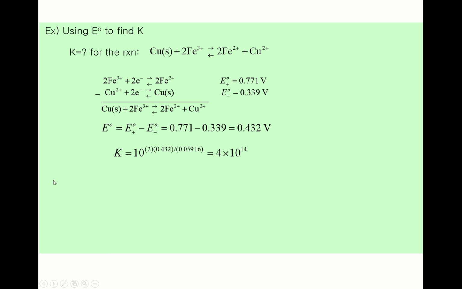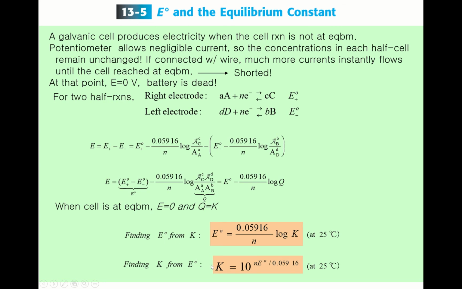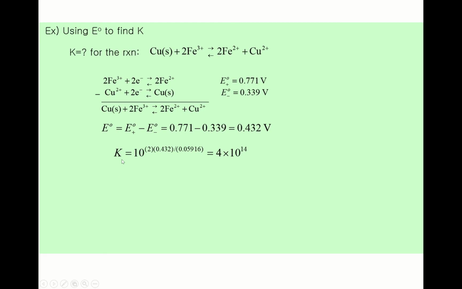Then the equilibrium constant using this equation is K equals 10 to the power of 2, where the 2 is the number of electrons in this reaction, times the standard potential difference, divided by 0.05916. The value is 4 times 10 to the 14. You see, this is a very large number.